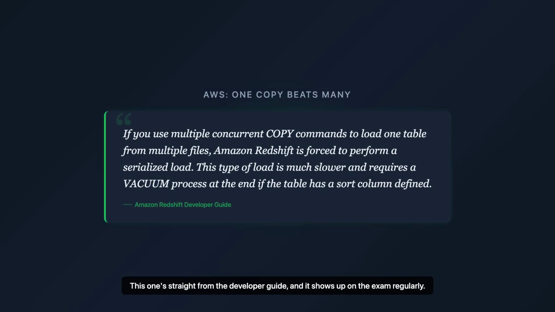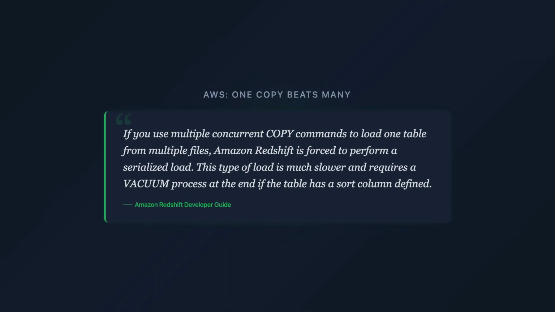This one's straight from the developer guide, and it shows up on the exam regularly. If you fire off multiple concurrent copy commands into the same table, Redshift is forced to serialize them. They don't run in parallel, they run one after another slowly, and then you have to vacuum at the end. The right pattern is always one copy command pointing at many files, not many copies pointing at one file each. If you see an answer choice that says, run multiple copy operations in parallel, that is the wrong answer.